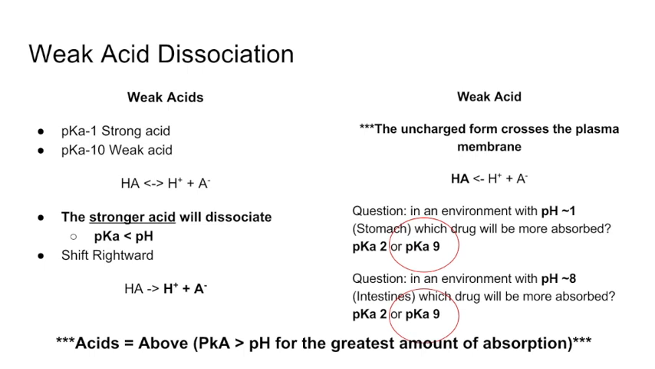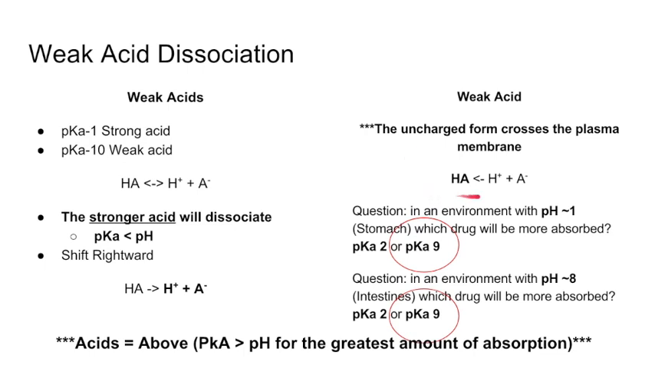So we all know that when it comes to pKa and pH, the stronger acid will dissociate if you were to mix two acids together. Therefore, whichever acid is stronger or has a lower pKa is going to be in its dissociated form. Now, it's extremely important to remember that to cross a plasma membrane, the uncharged form of the acid is the one that crosses.